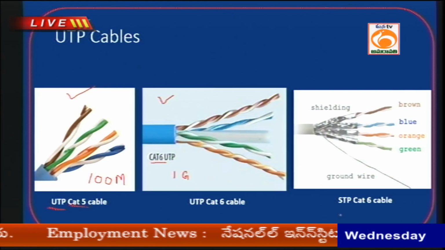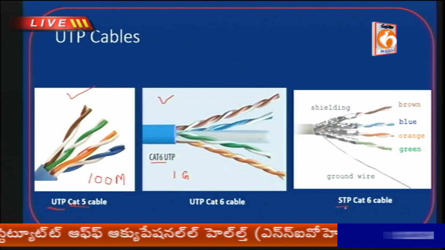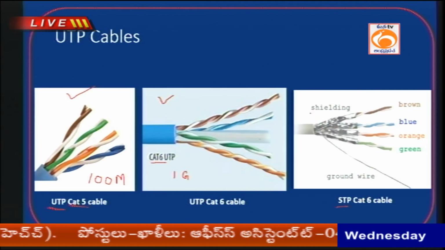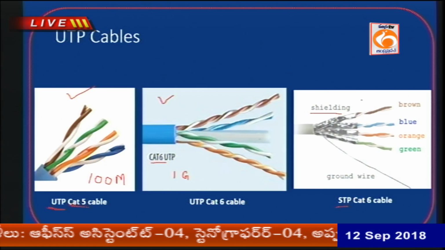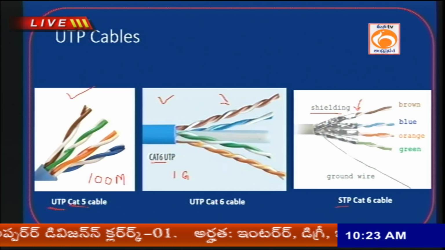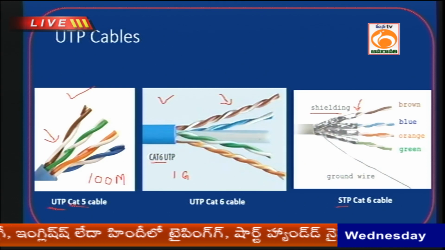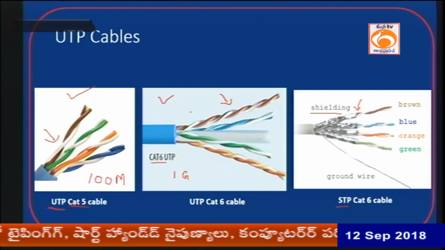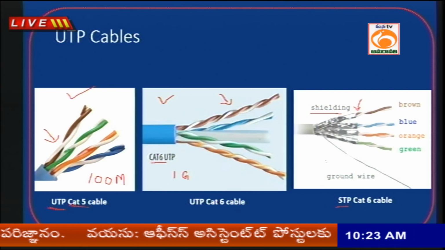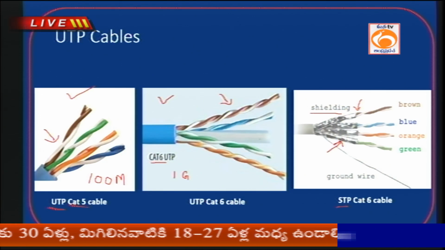And on the extreme right we have the STP cable, shielded twisted pair cable. If you observe the first two pictures and then the third picture, there is some additional cover for each pair of cable. In the case of the first two, we do not have any additional special coat. A silver color coating is not available for the first two cables because they are unshielded twisted pair cables. And the third one has a special shielding, providing additional protection from electromagnetic radiation.